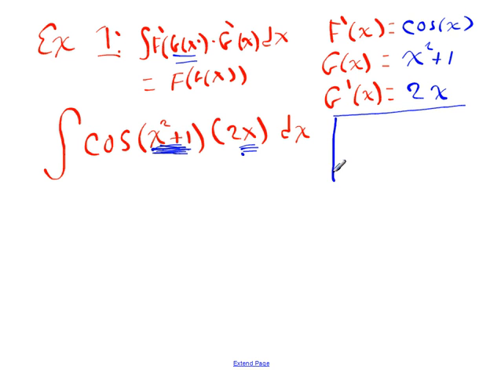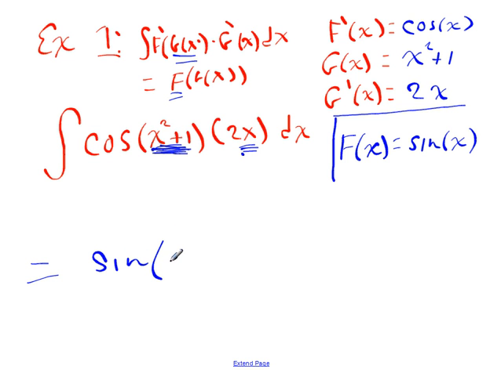Well, now we need to find f. So if f prime of x is cosine x, then f of x equals sine of x. The sine of x is the antiderivative of cosine x. So now I have f of x and g of x, and I've got this antiderivative that's a reverse chain rule. So this is going to equal f of g of x, sine of x squared plus 1 plus c. And if you were to take the derivative of this, you're going to get this back.